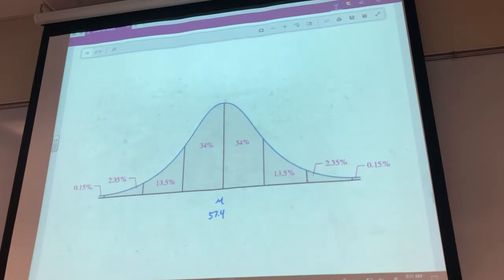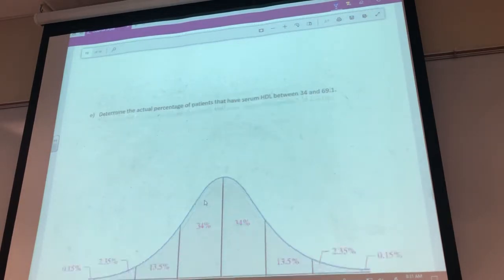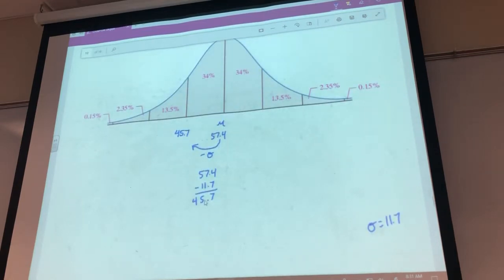So it's going to be over this way somewhere. I'm going to go this way first. To get from here to here, I'm going to subtract sigma. So I'm basically doing 57.4 minus 11.7, which is 45.7. And I want 34, so that's not enough. So I need to go again and subtract sigma again. I start now with the 45.7 and subtract 11.7, and this is a 34, so that's what I want. So 34 is 2 standard deviations below the mean.